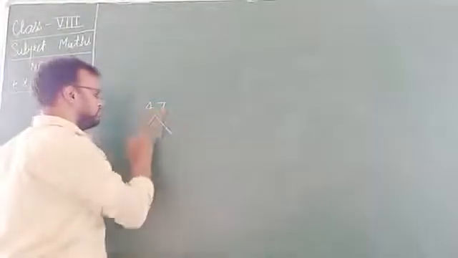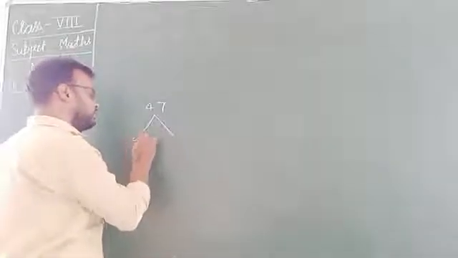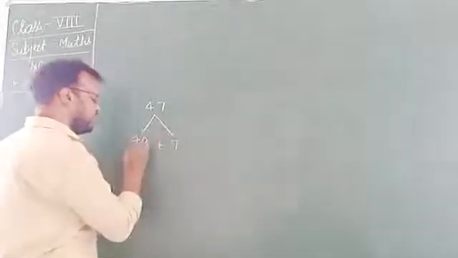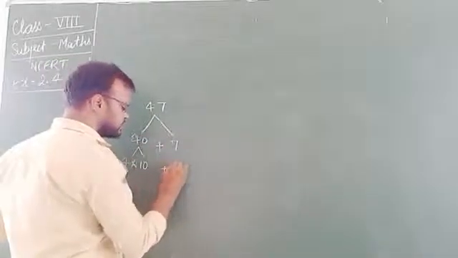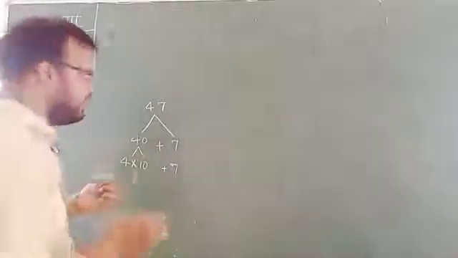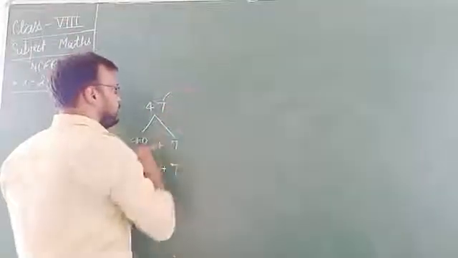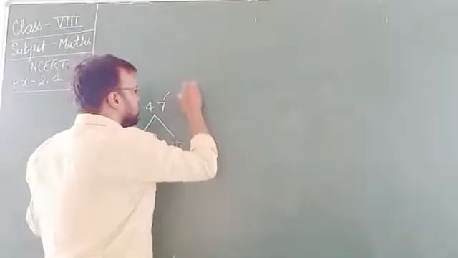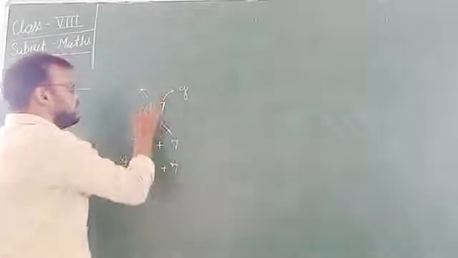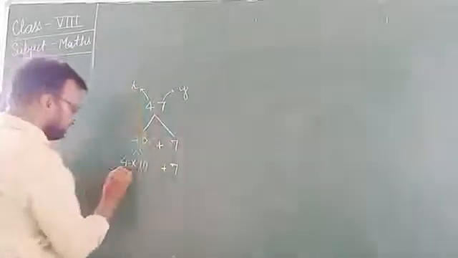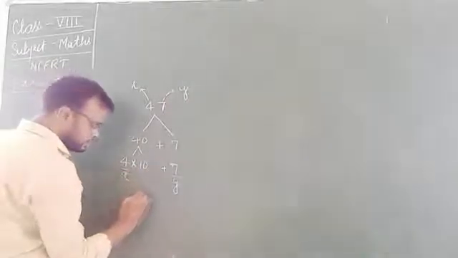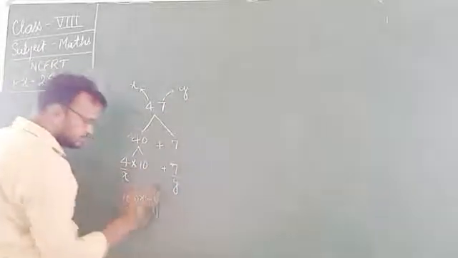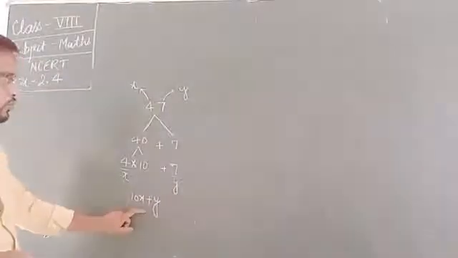47 can be written in the form 40 plus 7, and 40 is also written as 4 into 10, plus 7. If we let the unit place be y and the place of the tens be x, so here we put x and here we put y. So the number is 10 into x, that is 10x, plus y. 10x plus y is the two-digit number.